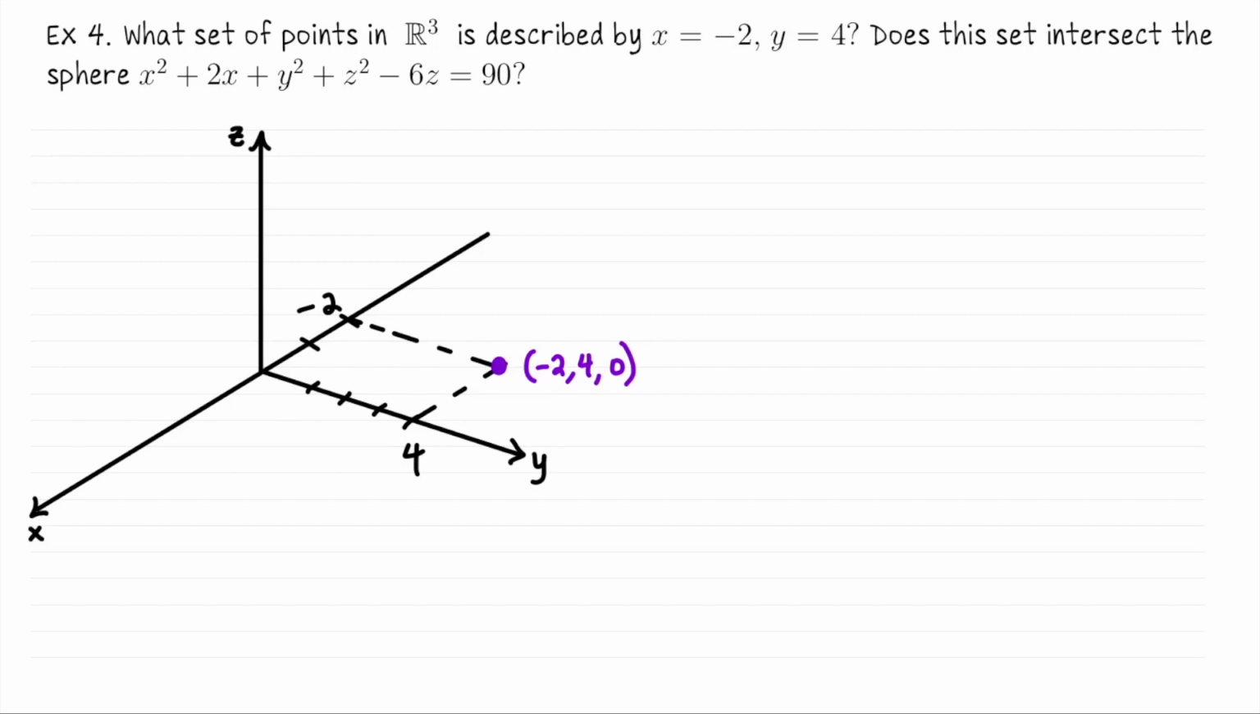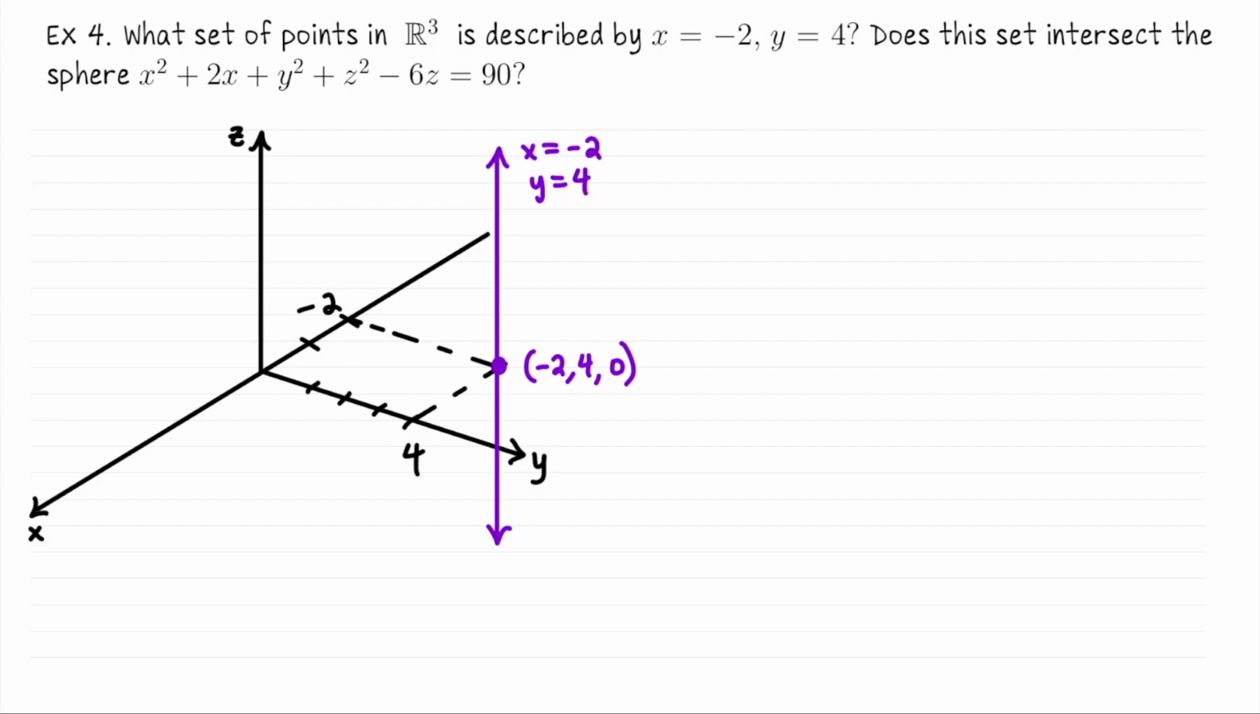But z is not required to be 0 in this pair of equations. x is required to be -2 and y is required to be 4. So what we can do is lift this point up to stretch it in the positive z direction and drop it down to stretch it in the negative z direction. And what we'll end up with is a vertical line parallel to the z-axis, like this, where every single point on this line satisfies the fact that x equals -2 and y equals 4, with no constraint on z.